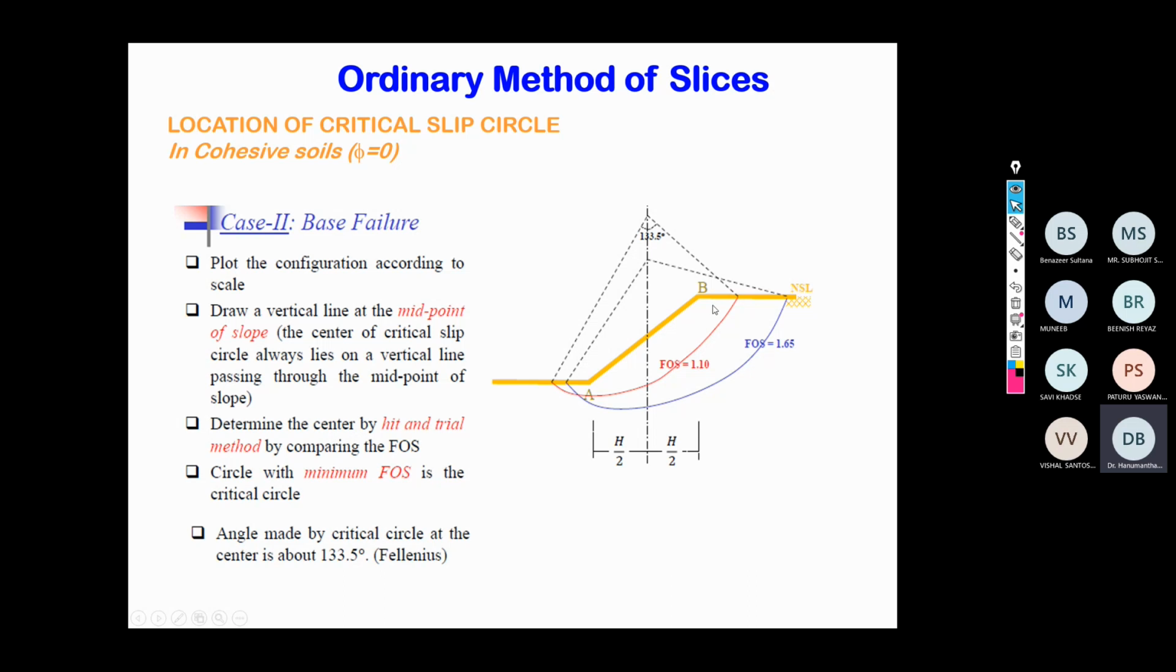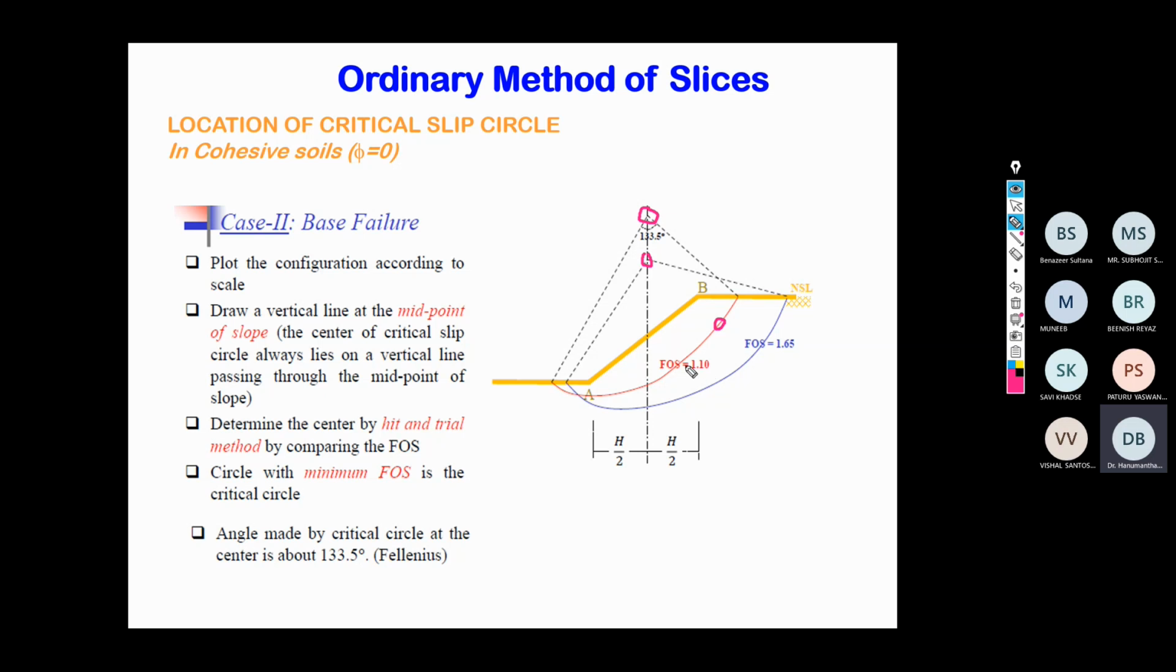For example, if I take the center at this location, I can draw one critical slip circle, shown by the blue line, corresponding to which the factor of safety is 1.65. Now if I shift the position of the center of the slip circle, I can draw another slip circle, shown by the red line, corresponding to which the factor of safety is 1.1.